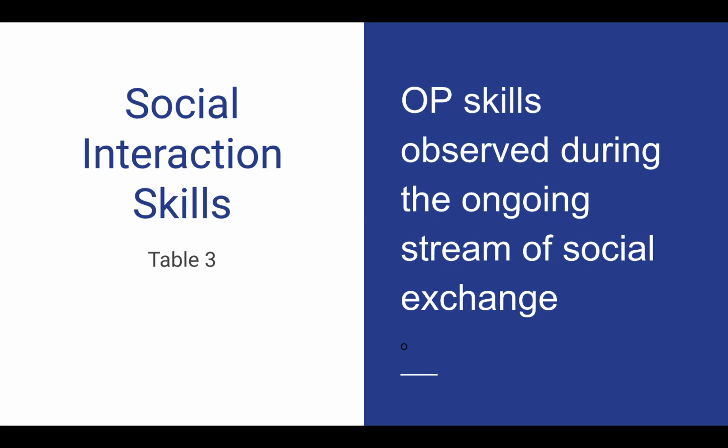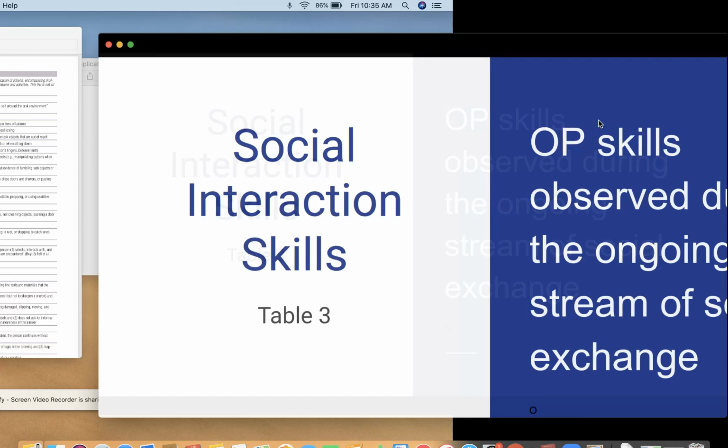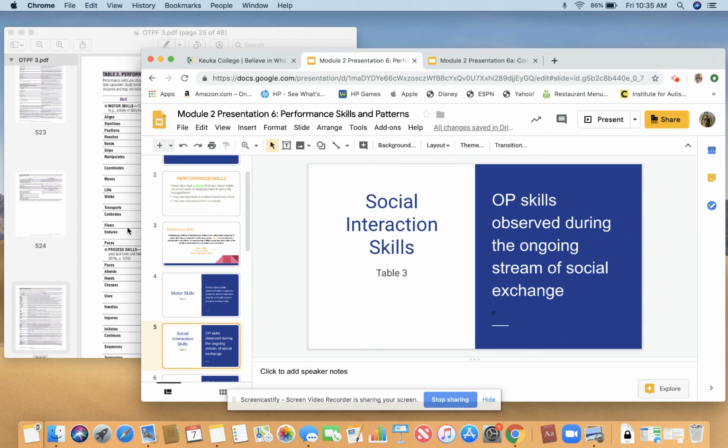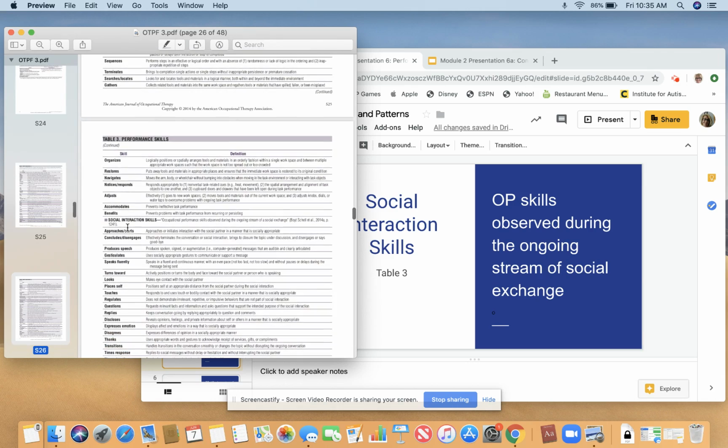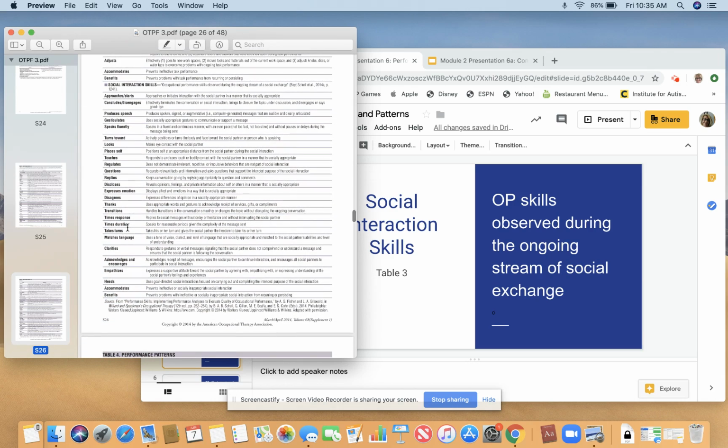Social interaction skills. These are occupational performance skills that are observed during the ongoing stream of social engagement. These are things that we engage in all the time, and we're going to share this information again with you. I just want to open this up. So when we're looking at social interaction skills, you can see there's a variety of things that we do. We may not even think about all the specific details that go into social interactions, but there's quite a few.